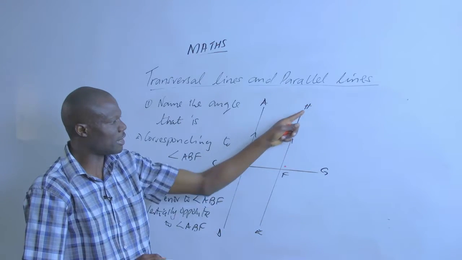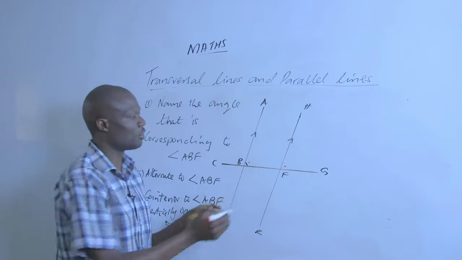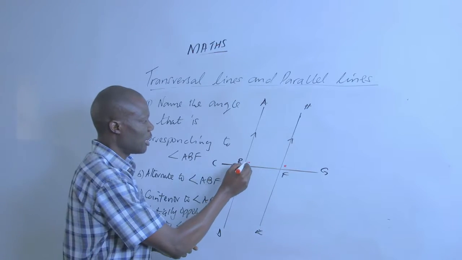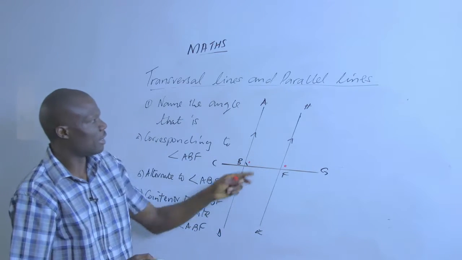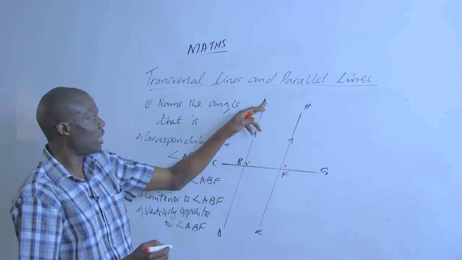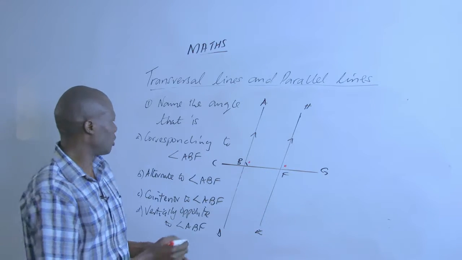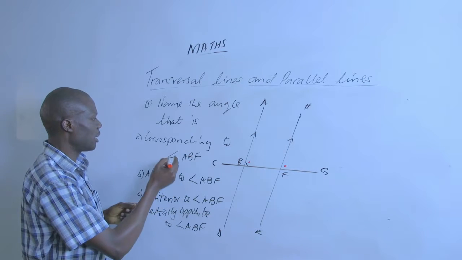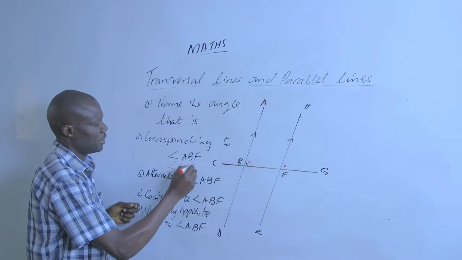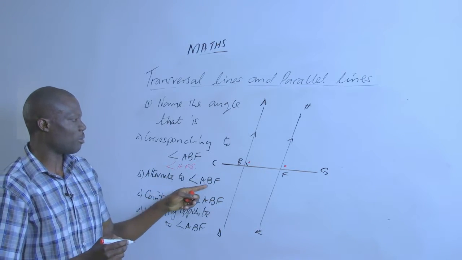So you'll notice that the angle that we have, angle HFG, corresponds to angle ABF. So this is the angle that we are looking for. So we indicate that with a red mark, that this angle HFG corresponds to ABF. So for the first part, we shall say the angle that we require here is the angle HFG. Second part, alternate to angle ABF.